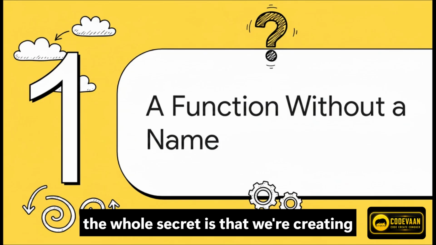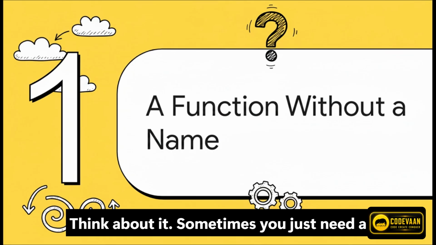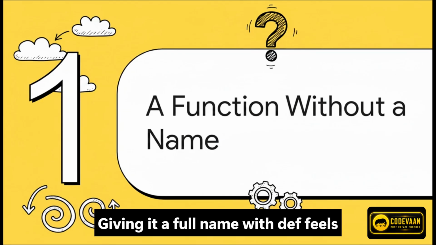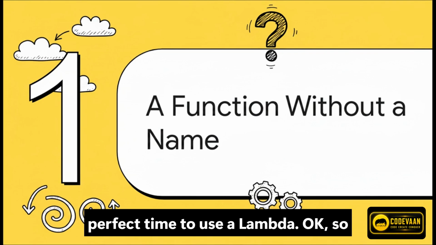Well, the whole secret is that we're creating what's called an anonymous function. Think about it. Sometimes you just need a function for a single, fleeting moment. Giving it a full name with def feels a little dramatic, right? That's the perfect time to use a lambda.